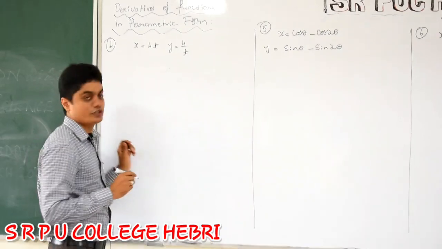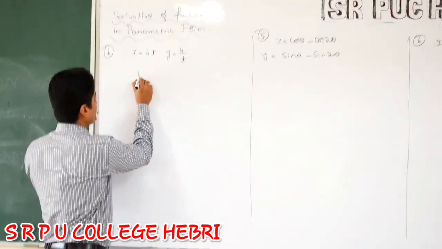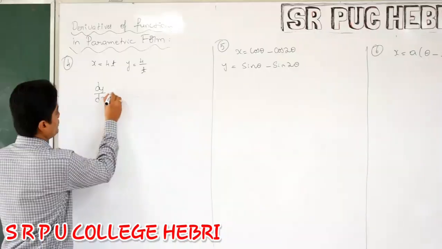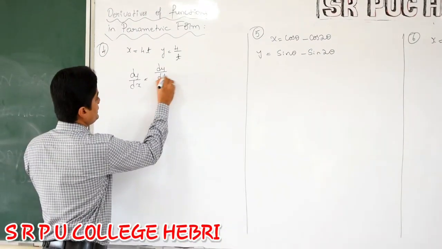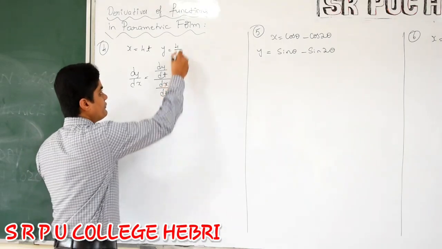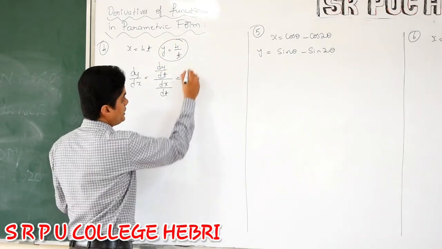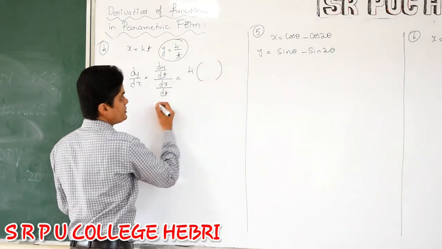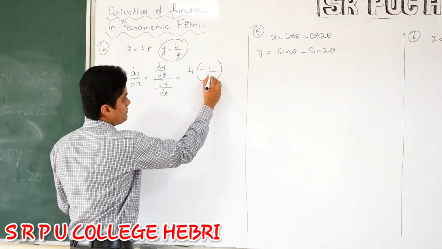x is equal to 4t, y is equal to 4 by t. What is the formula? dy by dx is equal to dy by dt divided by dx by dt. What is dy by dt? Differentiation of y with respect to t. 4 is constant. What is the differentiation of 1 by t? Minus 1 by t square.